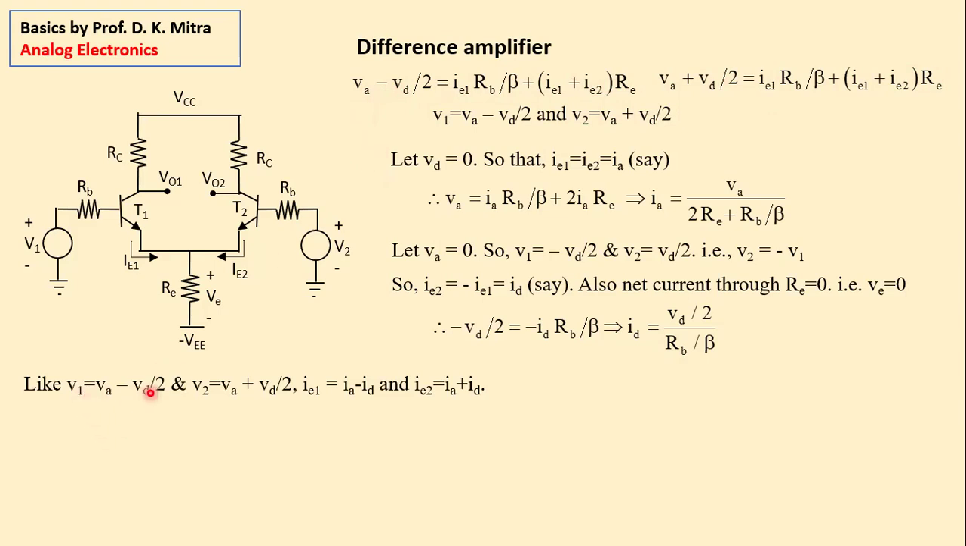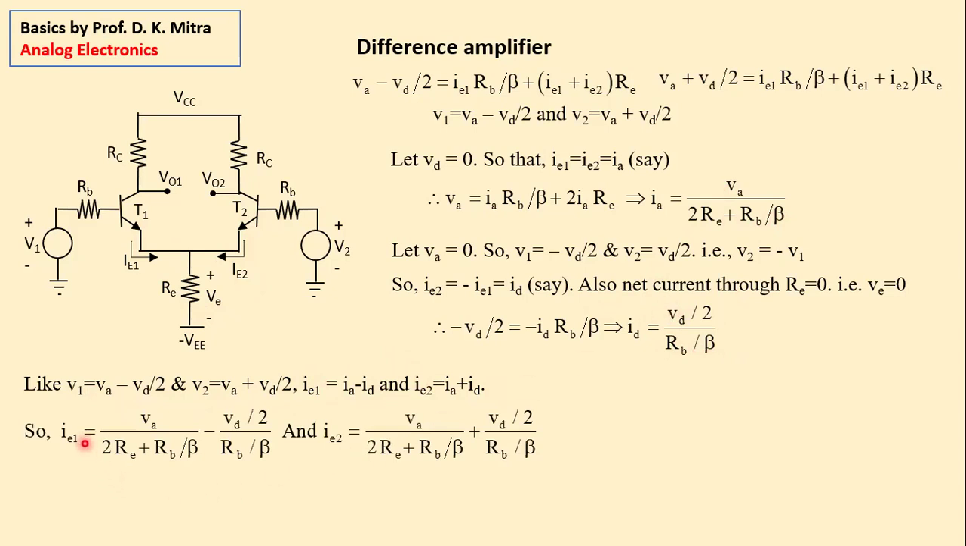V1 is equal to VA minus VD by 2. Now we have considered current is IA when VD equals 0, and current is ID when VA equals 0. So obviously, if V1 is equal to this and V2 is equal to this, then IE1, that means this actual superposed current, is IA minus ID, and IE2 is IA plus ID. That means we have to do plus minus of these two figures.